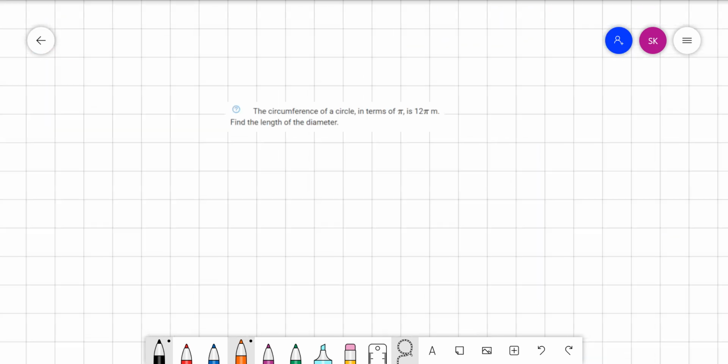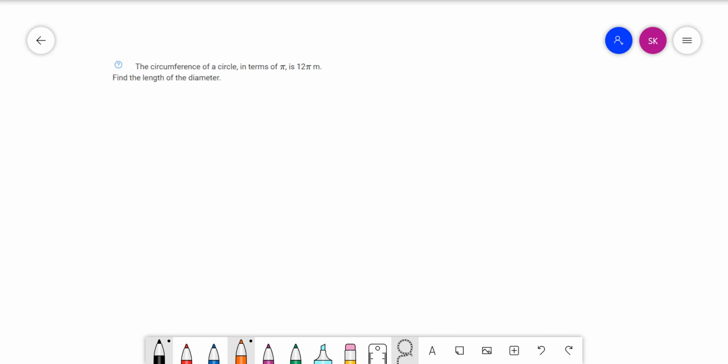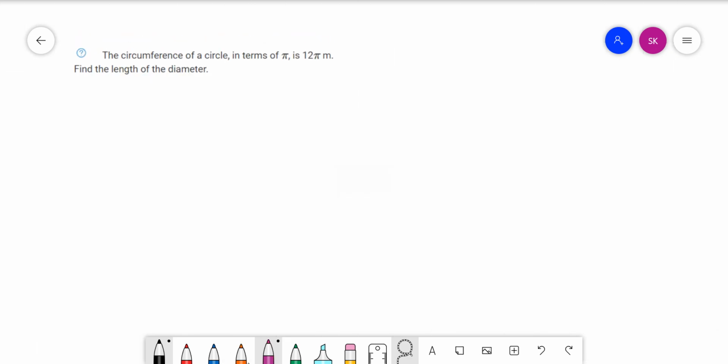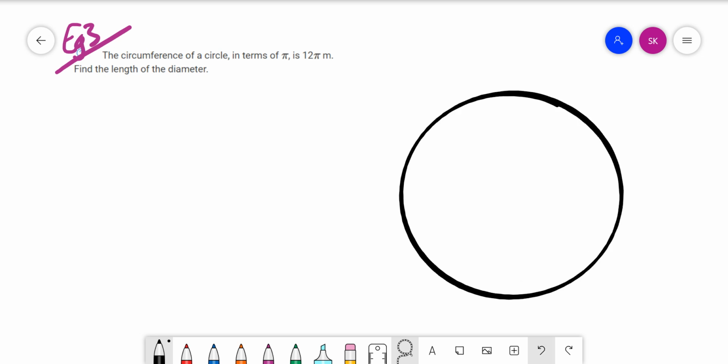There it is. All right, this is actually the final example. Example 3. The circumference of a circle in terms of pi is 12 pi meters. Find the length of the diameter. So I want you to pause the video, have a go at this one, and press play when you're ready for me to go through it. So I know the distance around that circle is 12 pi meters. And I'm being asked this time to find the diameter.